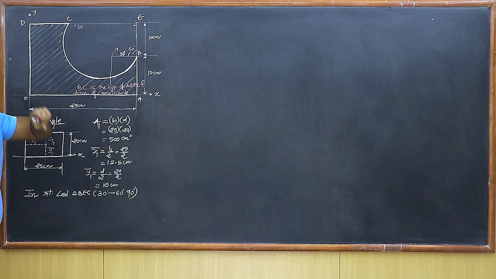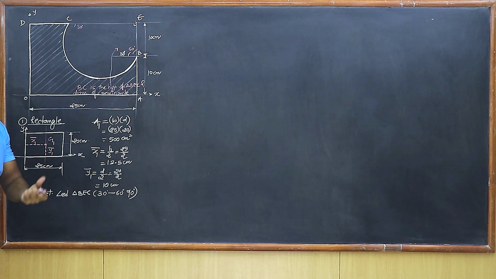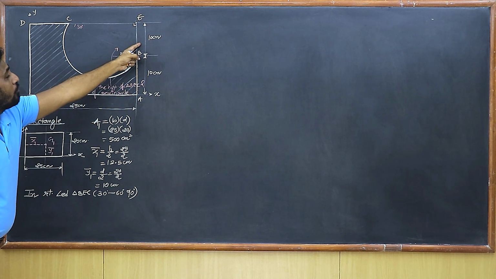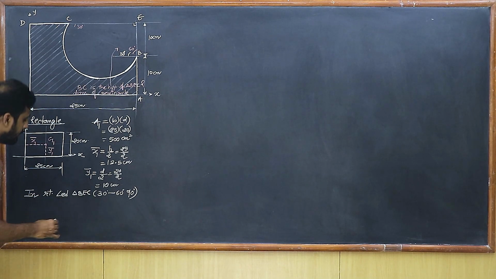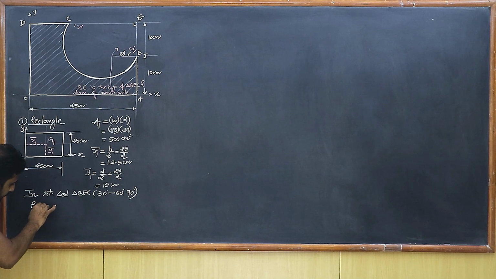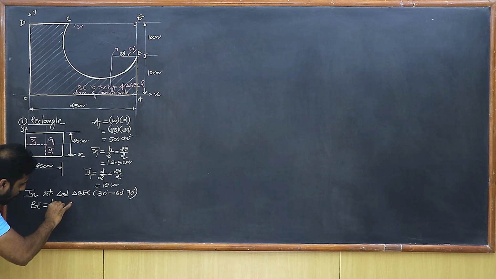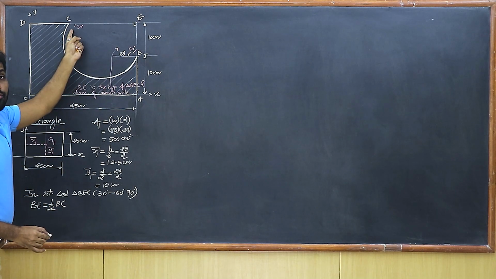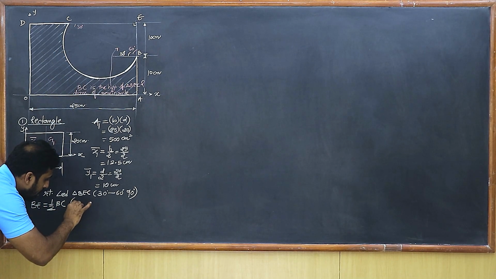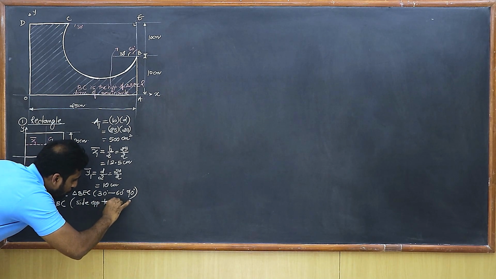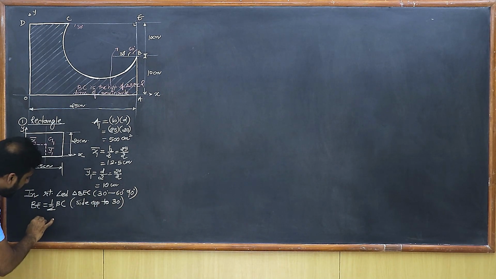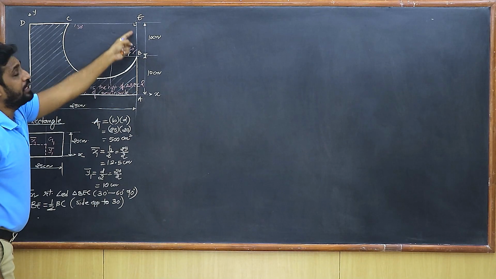So the side opposite to 30 degrees is half of the hypotenuse, and the side which is opposite to 60 degrees is going to be √3 upon 2 times the hypotenuse. So I know the length of the side which is opposite to 30 degrees. So here I can say BE is going to be half of BC, isn't it? Side opposite to 30 degrees. So I know the length of BE is 10 centimeters.